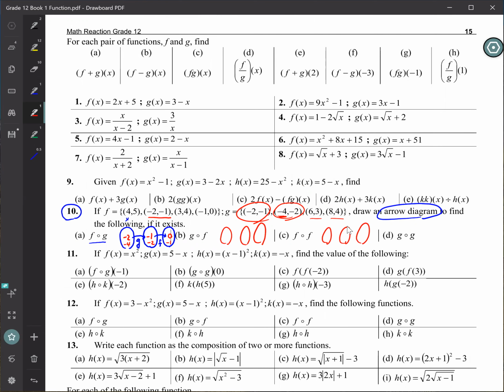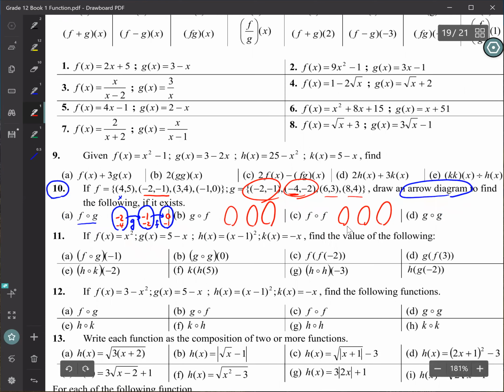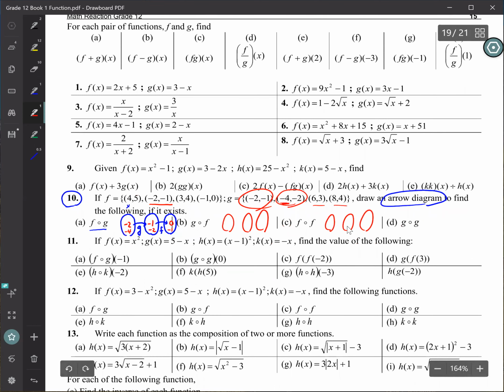Otherwise, everything else is similar to the things we did before. So I'm going to post the homework on Google Classroom later and tell you which questions to do.